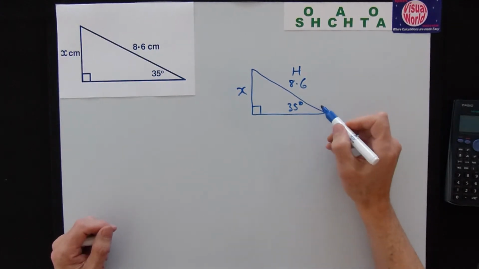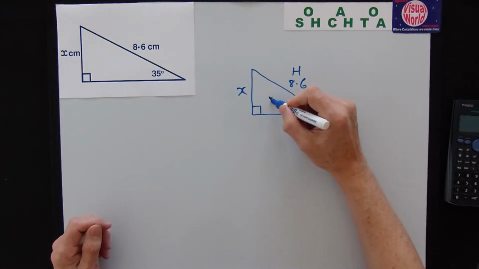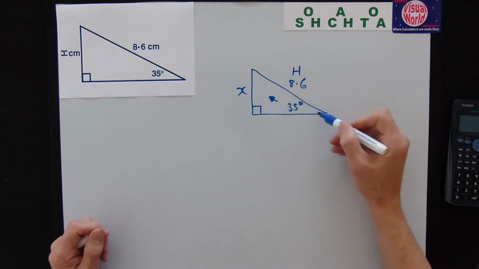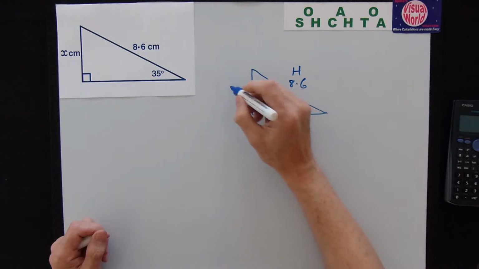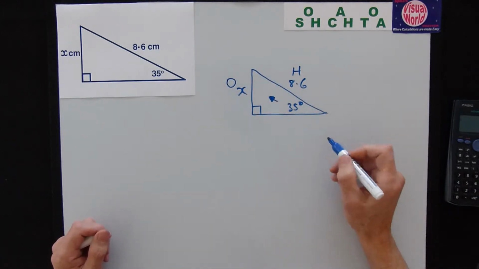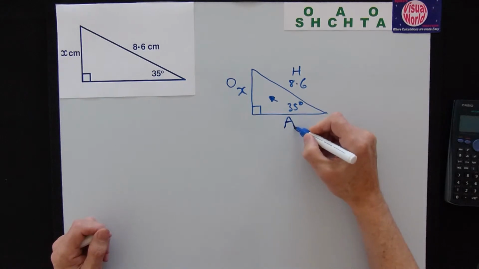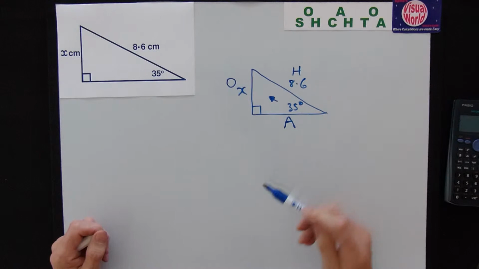The next thing is to do the opposite, and the opposite is opposite the angle that you're given or the one you're looking for. So draw an arrow from the degrees, and you can see that the opposite's across there. The other side is called the adjacent. Now always name them in that order: hypotenuse first, then opposite, then adjacent.